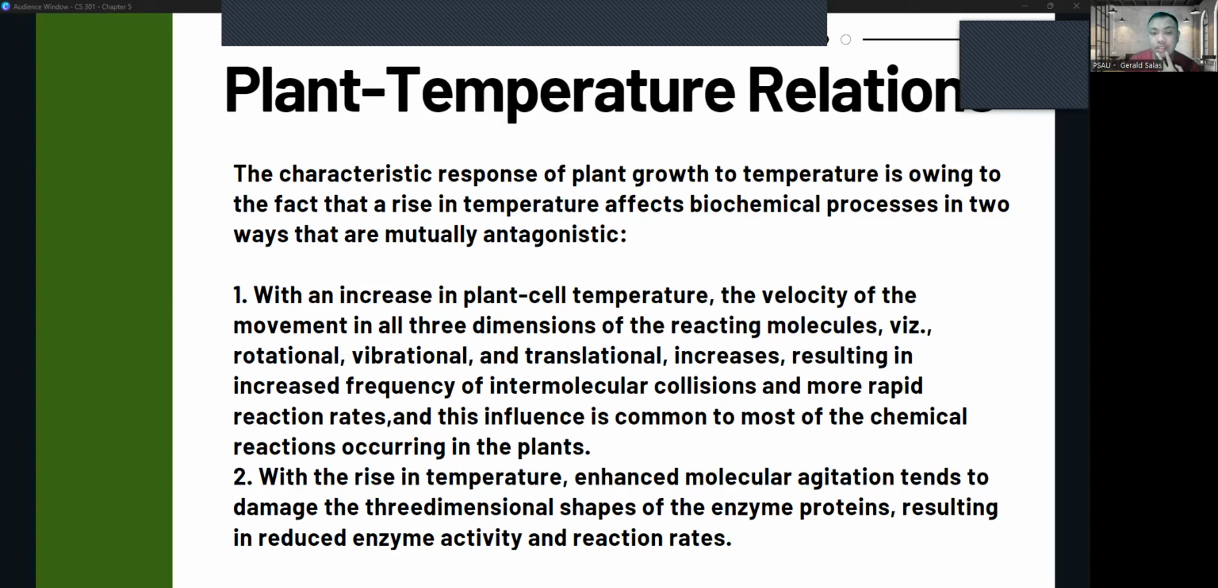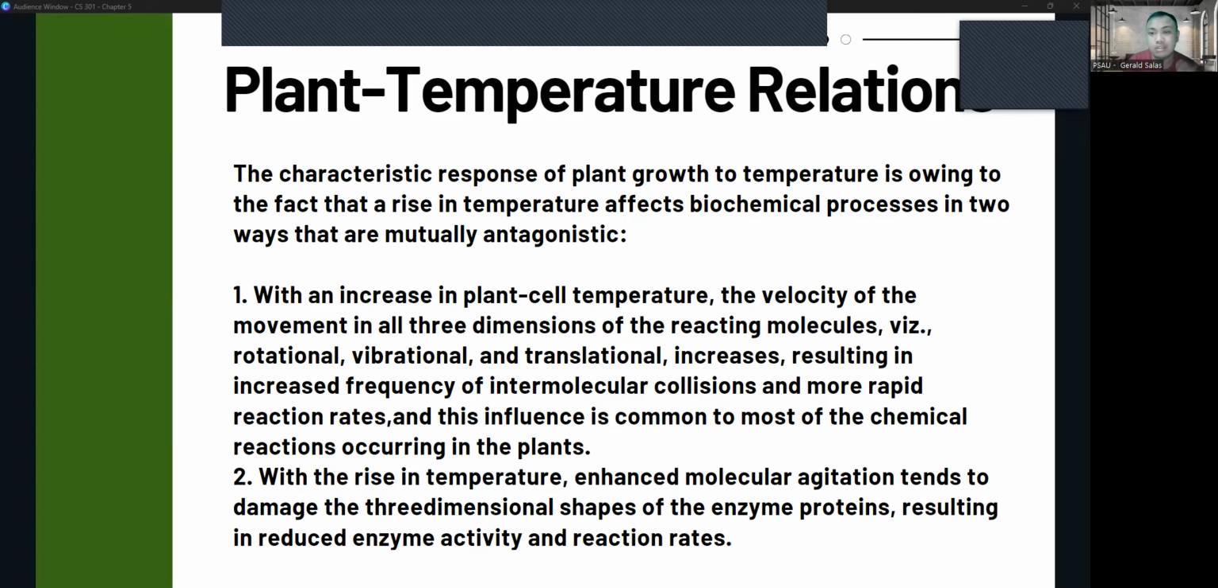One, with an increase in plant cell temperature, the velocity of the movement in all three dimensions of the reacting molecules, rotational, vibrational, and translational, increases, resulting in increased frequency of intermolecular collisions and more rapid reaction rates, and this influence is common to most of the chemical reactions occurring in the plants. Another, with a rise in temperature, enhanced molecular agitation tends to damage the three-dimensional shapes of the enzyme proteins, resulting in reduced enzyme activity and reaction rates.